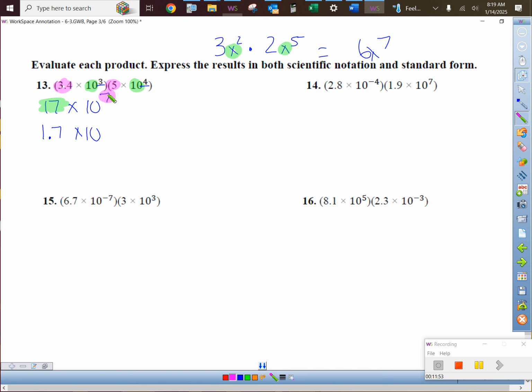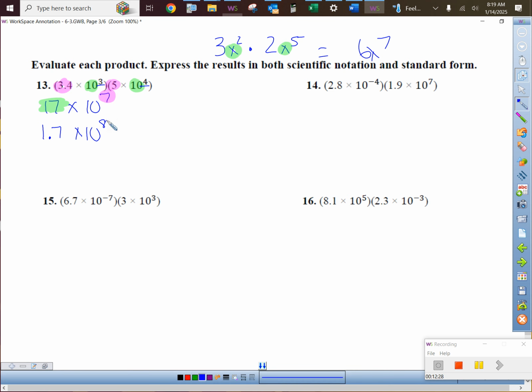What did we do to 17? Did we make him bigger or smaller? We made him smaller, are you with me, by a power of 10. That means this 7 has to get bigger, right, to keep things balanced. How many places did we move the decimal, by the way? 1 place. So this has to get bigger by 1 power of 10. Are you with me on that? So instead of 10 to the 7th, it would be 10 to the 8th.